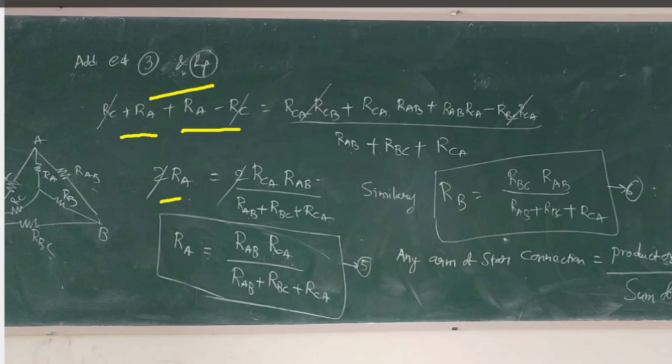Similarly, we can write RB equal to, instead of A we write B, instead of B we write C. Like that, equation 6 is obtained. Similarly, we can write RC also. How to remember this?